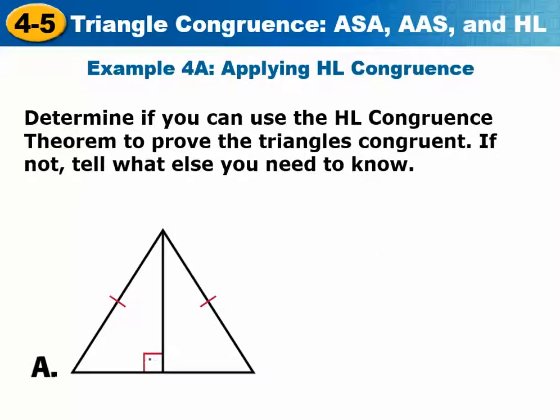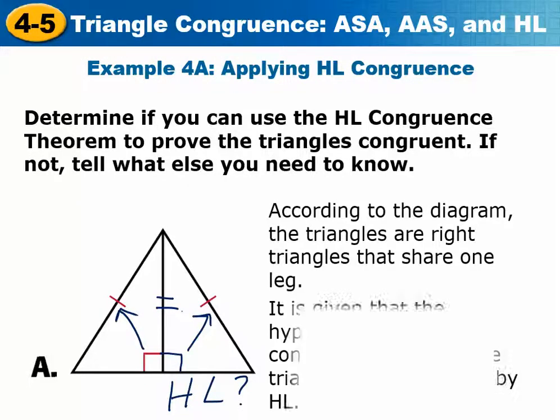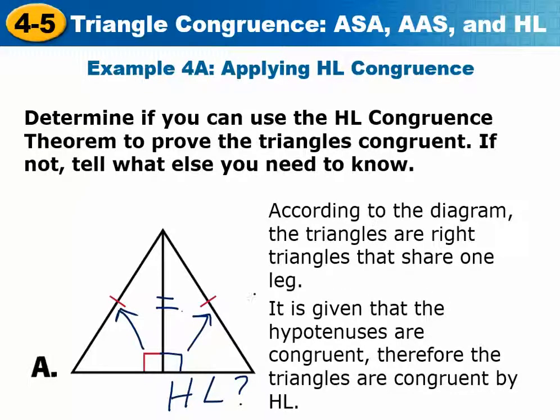All right, let's see if you can use hypotenuse leg. You are given that this is a right angle. Because it's a linear pair, you'll know that this is also a right angle. You are also given that the hypotenuses are congruent, and by reflexive property you could find that the shared side is congruent. So do we have hypotenuse leg? We do. The leg is the shared side, and the hypotenuse was given as being congruent, so you can use HL.